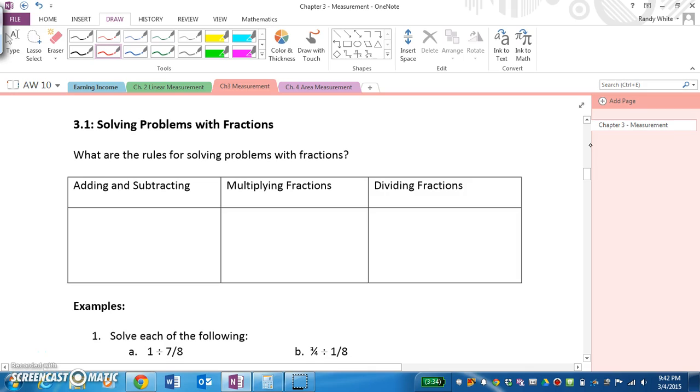Section 3.1. Solving problems with fractions. Let's just review what our rules are when we're working with fractions. So when we're adding and subtracting fractions, first thing we need to remember is that we need a common denominator.